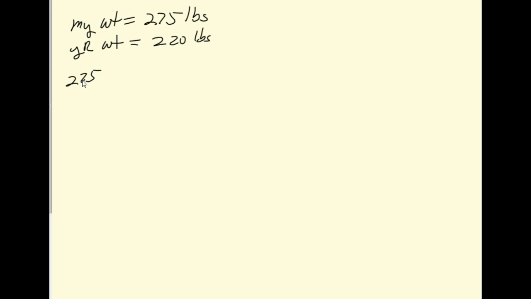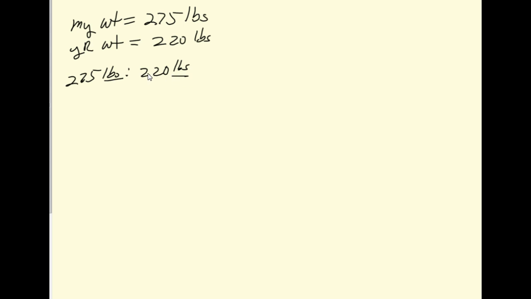So let's say my weight is equal to 275 pounds, and let's say your weight is equal to 220 pounds. So the ratio of my weight to your weight is 275 pounds to 220 pounds. And you notice I got these units in here.